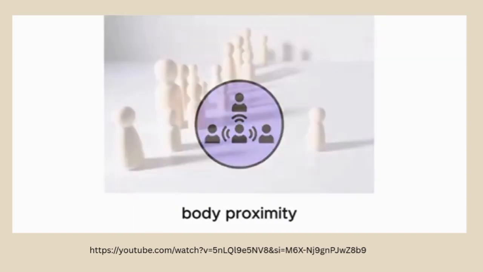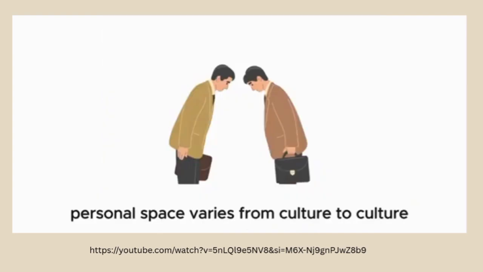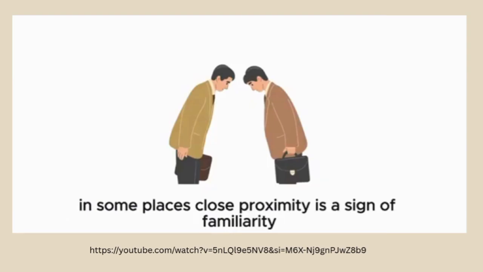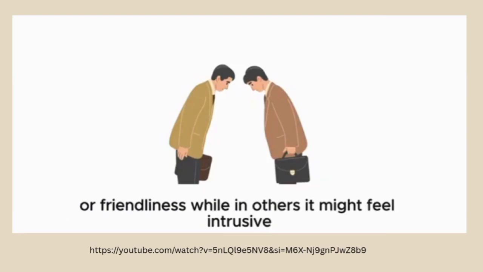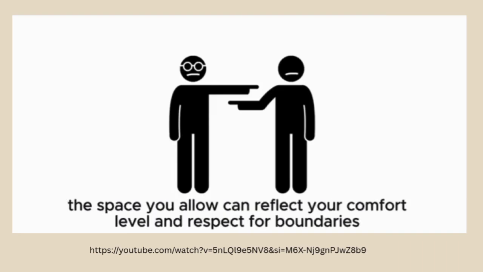Body proximity. How close we stand to others can tell a lot about the relationship or situation. Personal space varies from culture to culture. In some places, close proximity is a sign of familiarity or friendliness, while in others, it might feel intrusive. The space you allow can reflect your comfort level and respect for boundaries.